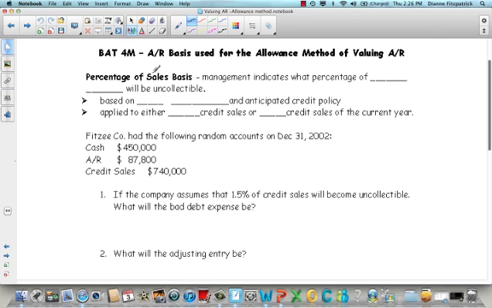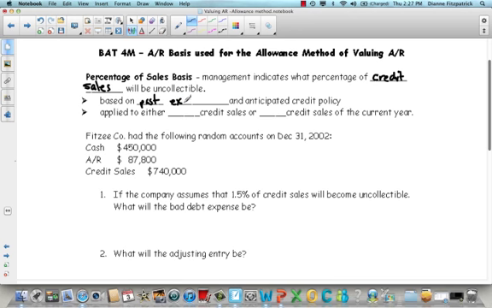In the percentage of sales basis, management indicates what percentage of credit sales will be uncollectible. Now remember, we talked about credit sales because if you've already collected the money, then you have no problem collecting your accounts receivable. You already have it. So we're only looking at credit sales here. And it's based on past experience.